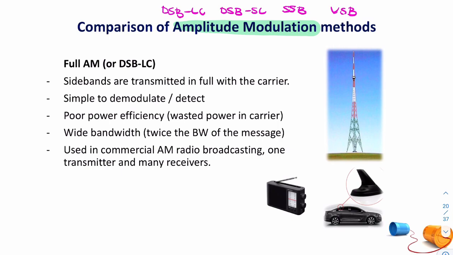So for AM, we've spoken about it a lot. We've spoken about the bandwidth. We've spoken about the fact that it's used for AM broadcast, for voice and music. We've spoken about the simplicity to demodulate it. All you need is a very simple circuit. Well, we've said that the carrier is transmitted, and we've spoken about how wasteful it is.